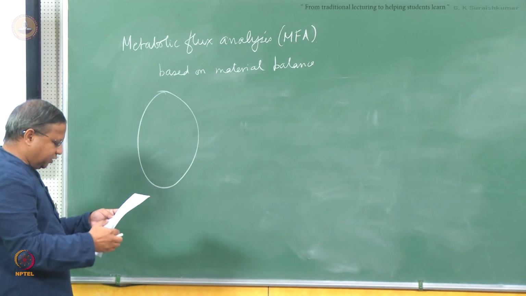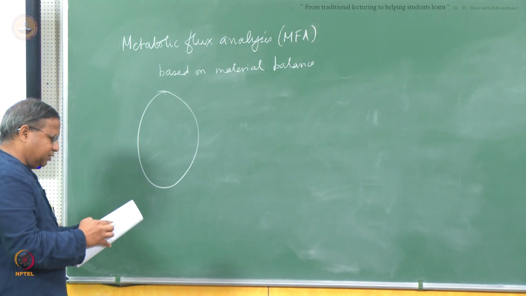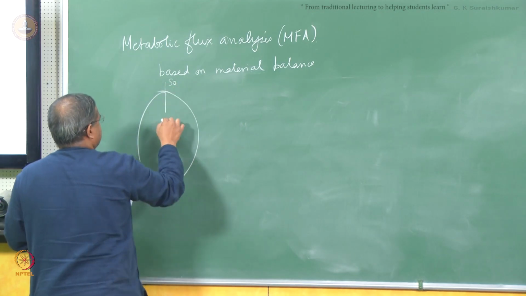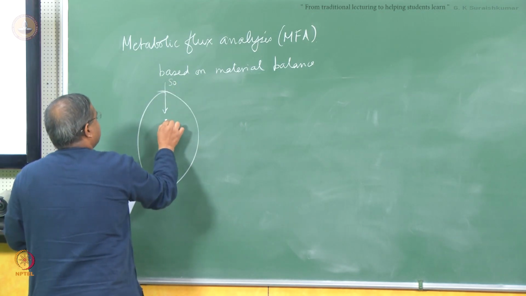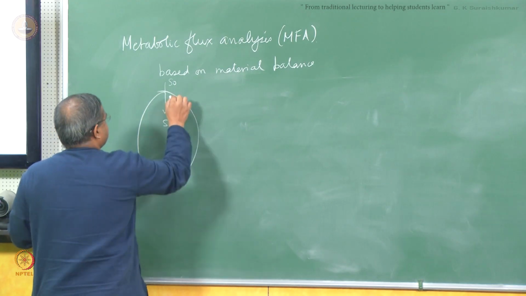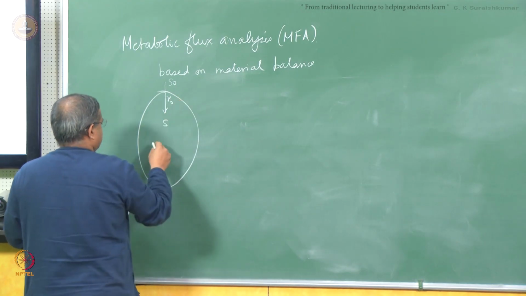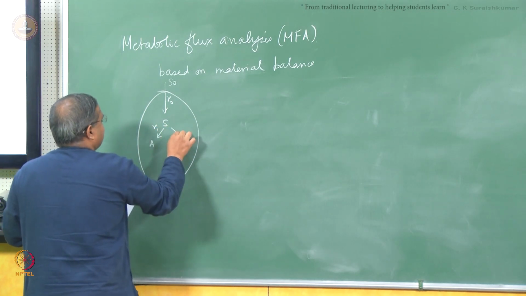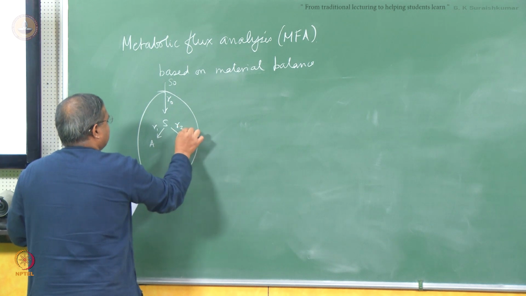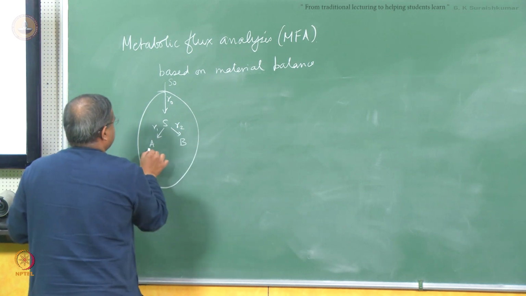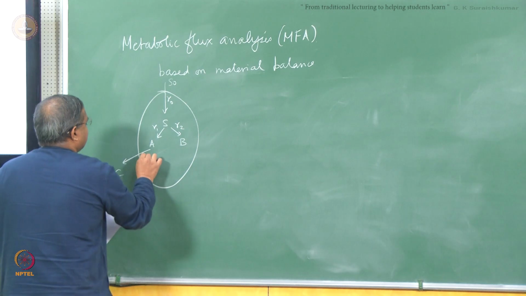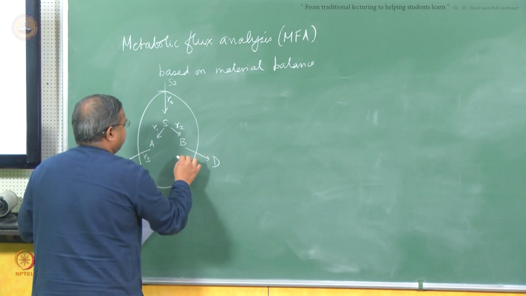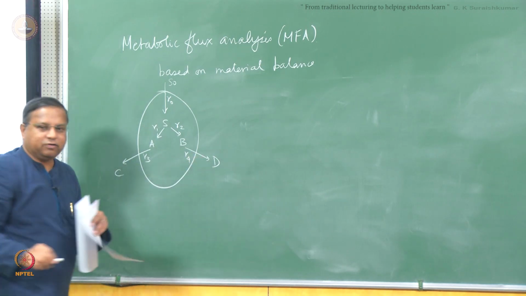Let us, for illustration purposes, take this particular scheme. Let us say there is a substrate S0 that is getting into the cell to become S at a rate of R0. S can become either A at a rate of R1 or B at a rate of R2, and A gets converted to C at a rate of R3, and B gets converted to D, which comes out of the cell. C and D come out of the cell at a rate of R4.